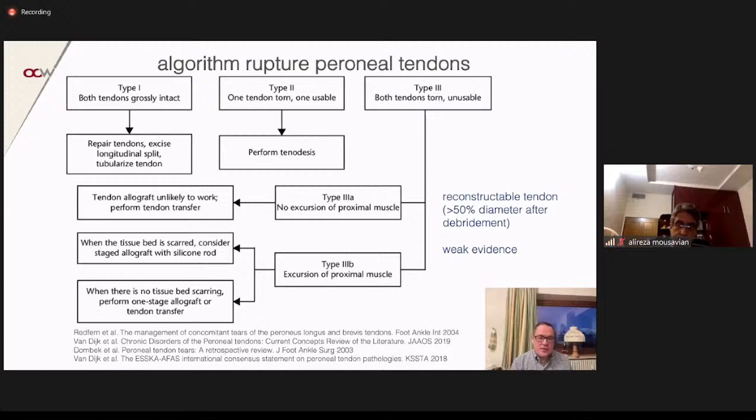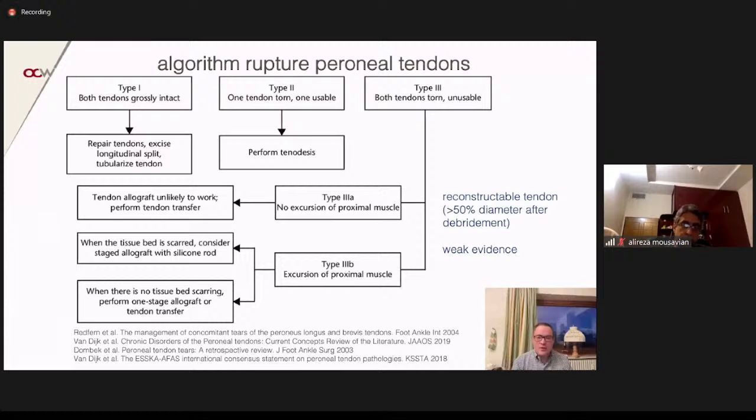very thorough debridement. In type 1 injuries, they suggest to do a repair of the tendons, excise longitudinal splits, and tubularize the tendons. In type 2 injuries, they always performed a tenodesis, and in type 3 injuries, they looked more proximally, and if the muscle was not healthy, if there was no excursion of the muscle, they did a one-stage tendon transfer to restore function. If the muscle was healthy, they did, if the tissue bed was non-scarred, a one-stage allograft reconstruction. If the tissue bed was scarred, a two-stage allograft reconstruction.